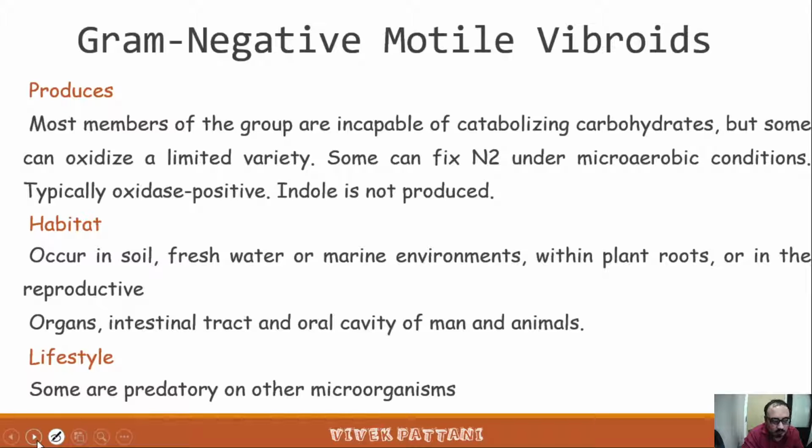And where are they found? They are found in the soil, freshwater or marine environments, or within the plant roots, or in the reproductive organs, intestinal tract and oral cavity of man and animals. So you can see its habitat. There are a variety of habitats in which they are found. Yes, they are chemoheterotrophic, and some of them are predatory on other microbes also. They are not predatory on algae or protozoa, but on different other bacteria.